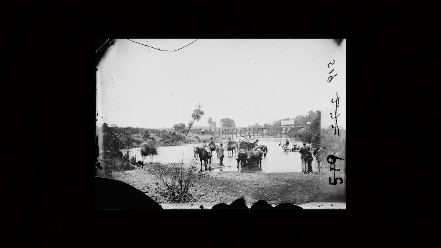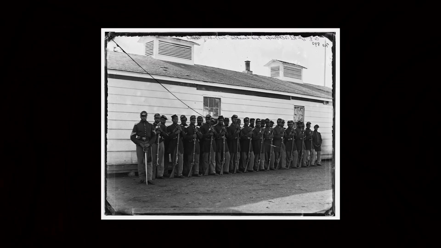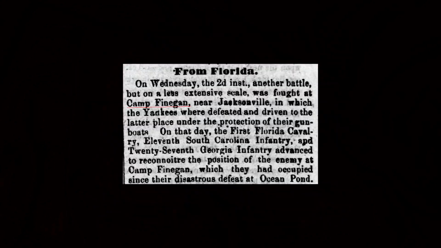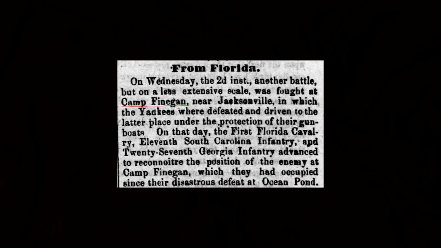April 2nd, New York's 14th Cavalry lost a skirmish at Cow Ford Creek. The 7th United States Colored Infantry fought in a skirmish at Camp Finnegan on May 25th. That same day, there was a skirmish at Jackson's Bridge near Pensacola.